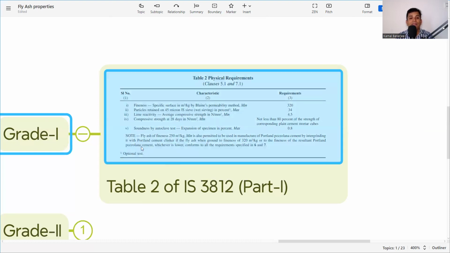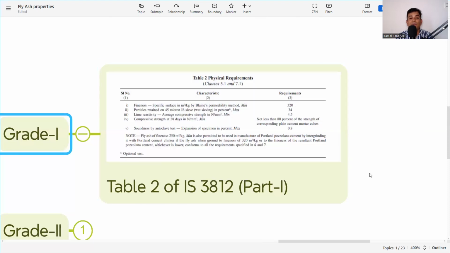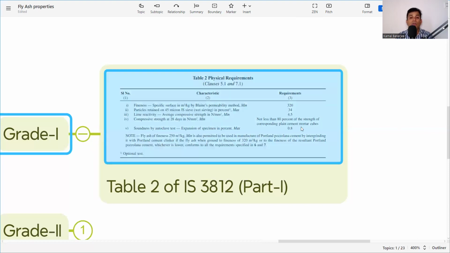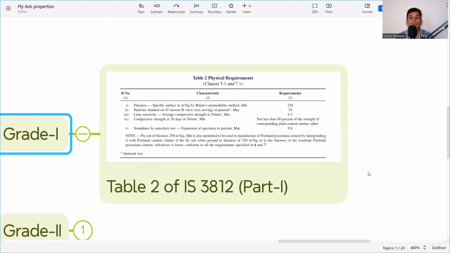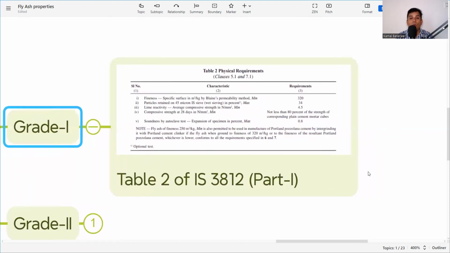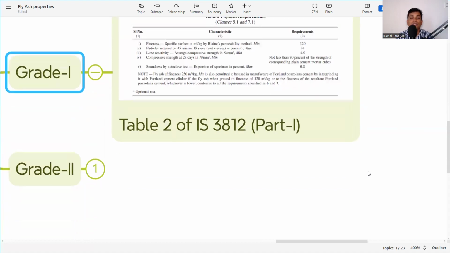Now here is a note: fly ash fineness of 250 meter square per kg minimum is also permitted to be used in manufacturing of Portland pozzolana cement by intergrinding it with the Portland pozzolana clinker, if the fly ash when ground reaches a fineness of 320 for the resultant Portland cement. So it can be used, that is a special condition, but we will always follow the standard one. So these are the physical properties of grade 1 fly ash as per IS 3812.